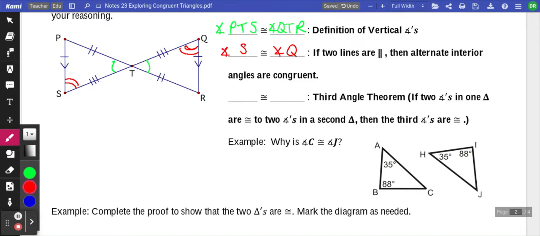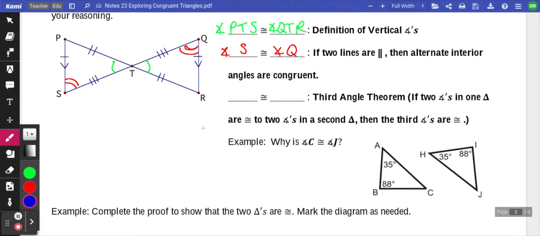The third angles will also have to be congruent. And intuitively, I think it makes a lot of sense, but let's actually get a visual as to why. So you might notice down here, we have a triangle ABC with angles of 35 and 88. We have triangle HIJ with angles 35 and 88. So they have the same two angles to start.